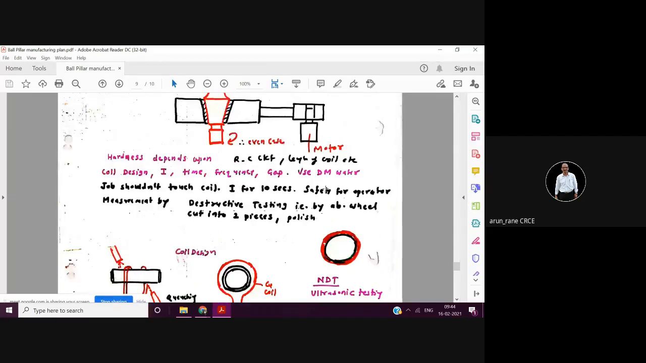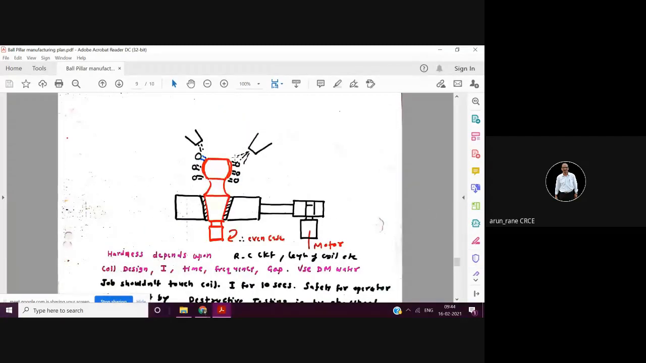So here, what has been shown is your quenching. Once the current is passed for a predetermined time, then it is switched off, and then you have a blast of coolant, that is a quenching media, that is water, or oil or air also, so that this surface gets hardened. And again, this is not very time consuming. Process engineer, you have to see that this happens very fast.